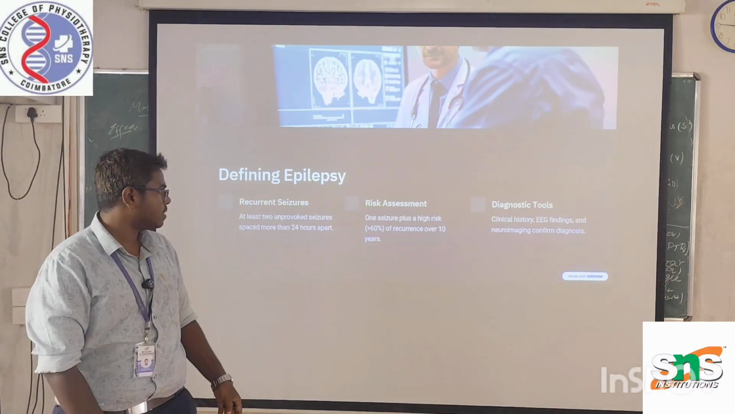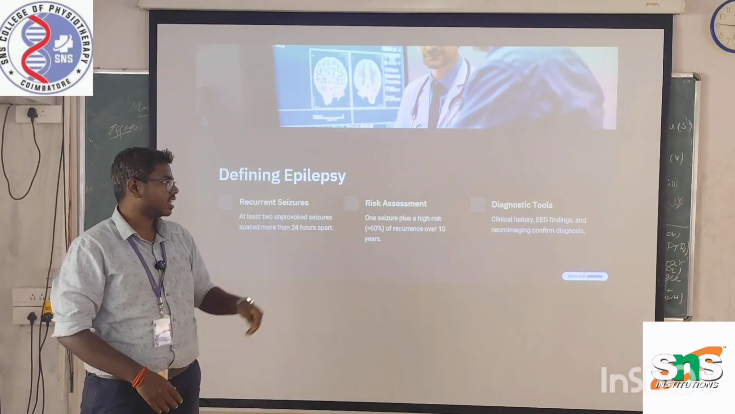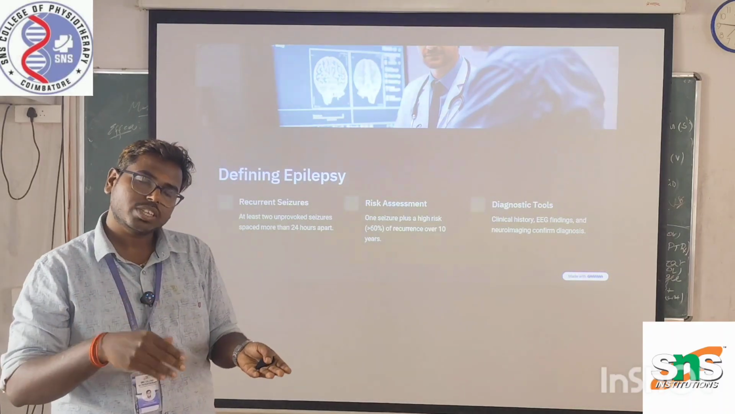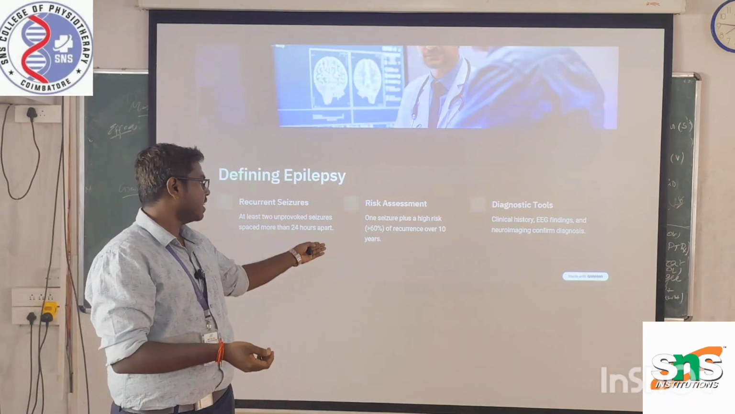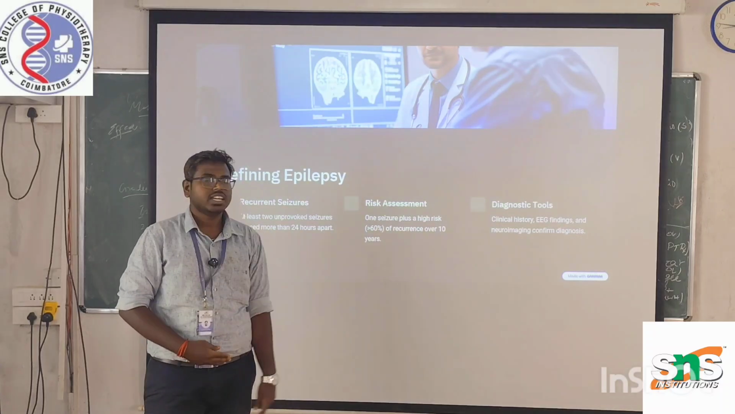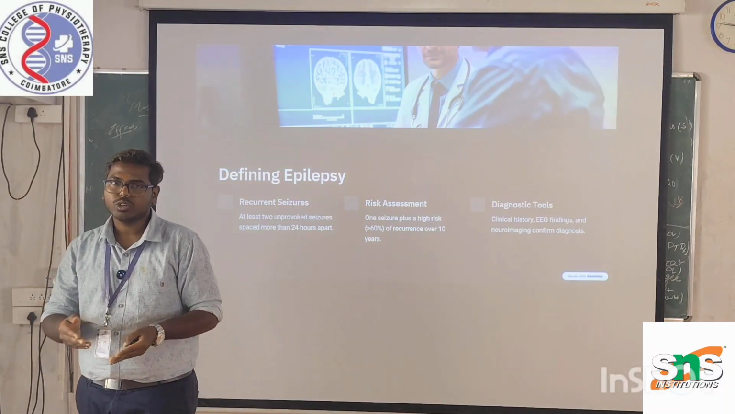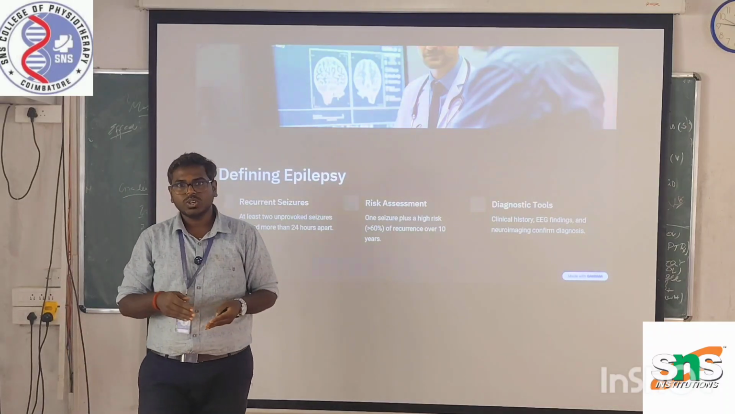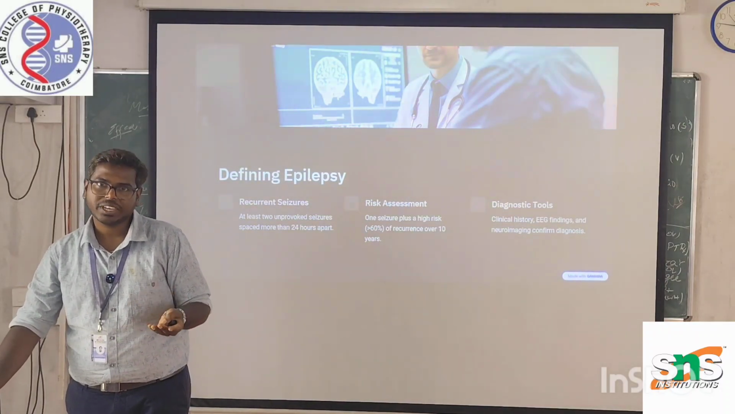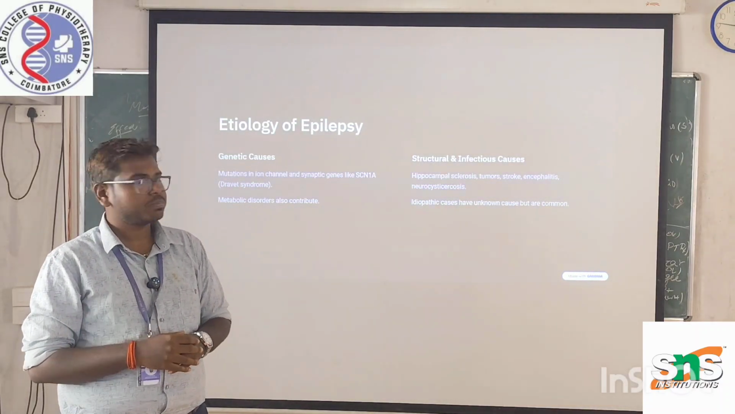It is known as epilepsy, and in risk assessment, even one seizure can carry a high risk of recurrence, more than about 60%. It is a high risk of recurrence for up to 10 years. And the diagnostic tools: we can diagnose it by clinical history, as well as EEG and neuroimaging confirmations, which can identify the causes of epilepsy.